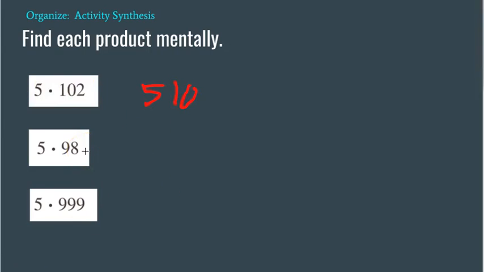Again, we can think of the same thing here, can't we? 5 times 100 will give us 500, and this is 2 less than that, so that would be 2 groups of 5 less. So that would make 490. What about here? Yeah, if we think of this as 5 times 1,000, that gives us 5,000. This is 1 less, so we need 1 group of 5 less. So instead of 5,000, we have 4,995.